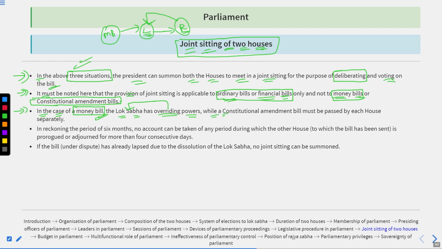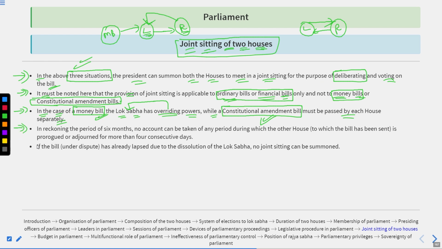Thereafter, a constitutional amendment bill must be passed by each house separately. It means that there are the two houses, Lok Sabha and Rajya Sabha. Rajya Sabha passed the bill and sent it to the Lok Sabha. Then, if Lok Sabha rejected the bill, the constitutional amendment bill will be rejected over there. There will be no provision for joint sitting. Similarly, if the Lok Sabha passed the bill and sent it to the Rajya Sabha and somehow Rajya Sabha rejected the bill, then the bill will be rejected automatically and there will be no provision for joint sitting. Got it? That is the thing.